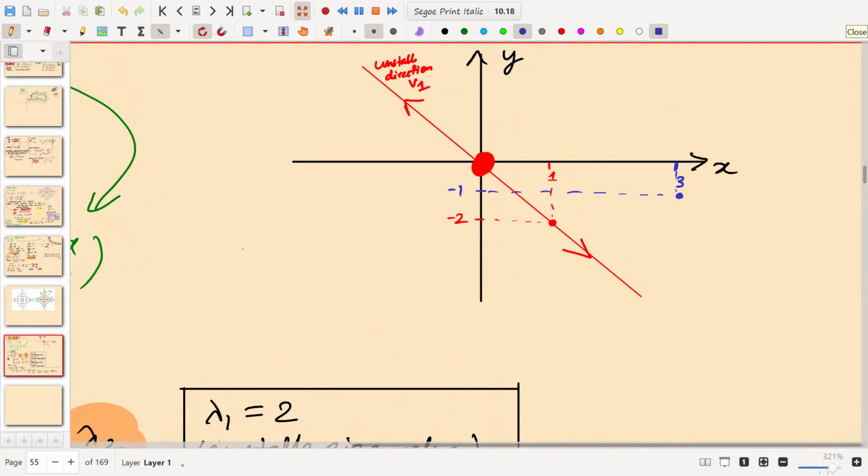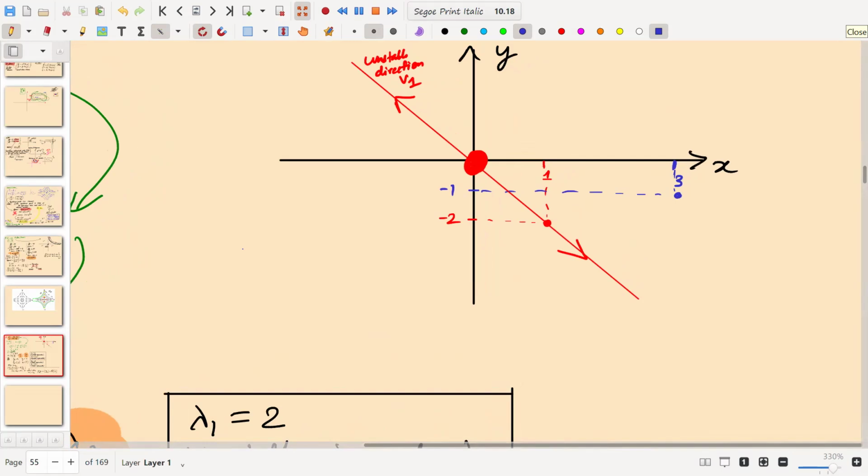Now let us come back to the stable eigenvector direction. That is a bit difficult to draw, but I can try. It should pass through the origin, right? It should pass through the origin. So how should it look?